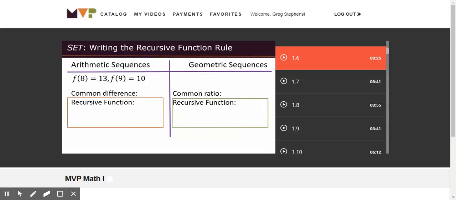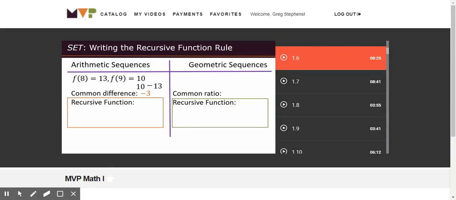In this example, two consecutive terms in an arithmetic sequence are given. You need to find the recursive function. Knowing the function is arithmetic tells you that you will be adding or subtracting a number. This is the constant difference, and you need to find it. Since f(8) and f(9) are consecutive terms, you can subtract 13 from 10. The constant difference is -3.